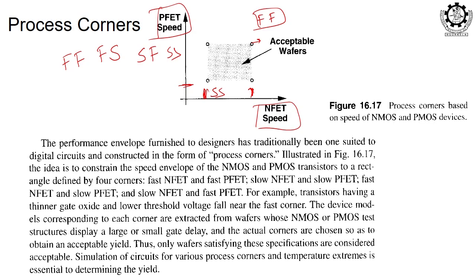Suppose all these boundaries pass your device specifications, then all of these are acceptable. For example, if your performance is here, then your speed is not satisfying. So, the chips falling in this region are not acceptable, they will be considered as not working. They fail to pass the specifications.